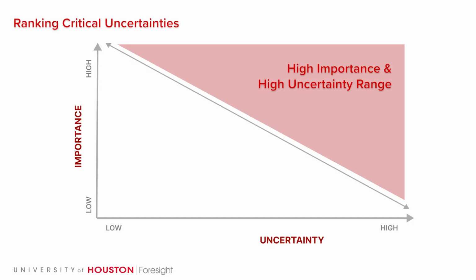Next, identify uncertainties for the drivers ranked the highest. These are the drivers that are the most uncertain and most important. There may be several uncertainties for each driver, so focus on the ones that could make a large impact on your domain or may contain a high level of opportunity.